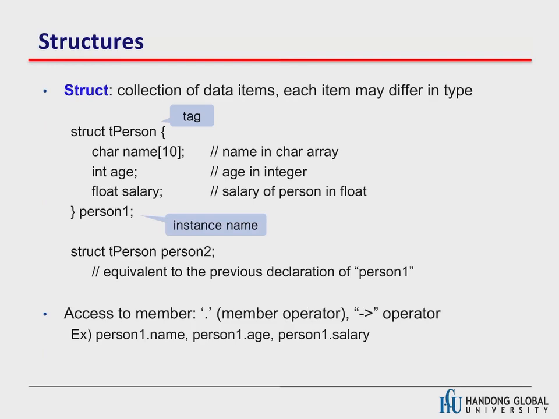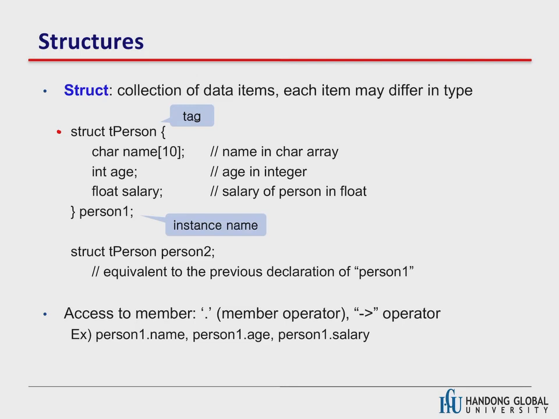Okay, a structure or struct is a collection of data items. Each item may differ in type, so heterogeneous types can be part of one structure. So let's take a look at this example. We have one structure for a person, okay? Here we have a character array for name, an integer variable for age, and a float variable for salary. So we can have different types of variables in one structure. I think you're already familiar with the structure from the C programming language, okay?